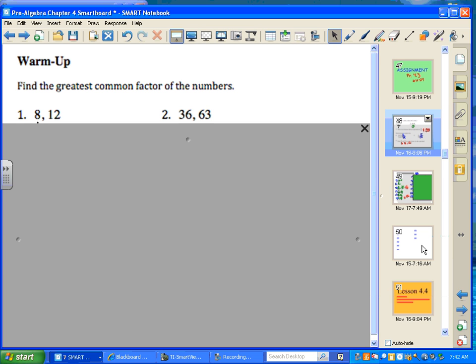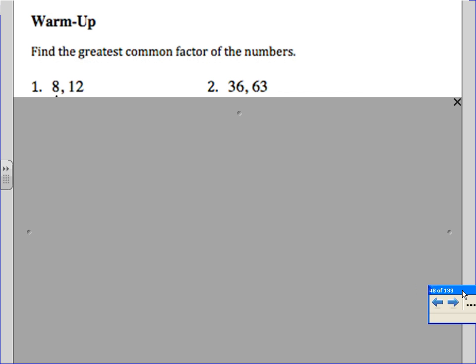Okay, 6th grade. Our objective today is to talk about least common multiples. Very similar to how you find GCFs, but of course, a multiple is very different than a factor. So we're going to talk about that today. Before that, we're going to go over our warm-up and homework from yesterday's lesson.